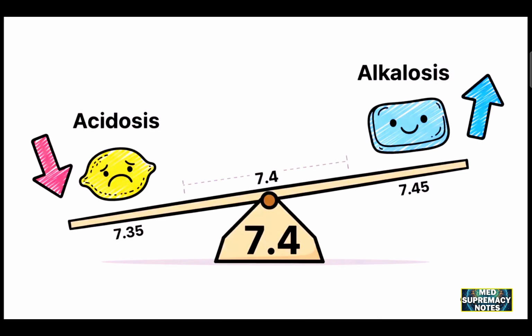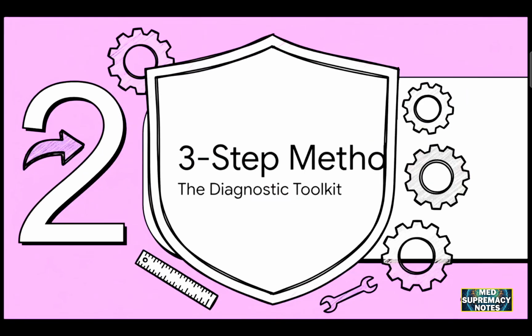The most important first clue is always the pH. It's simple. As you can see, if that number drops below 7.35, the body is in a state of acidosis. It's getting too acidic. If it climbs above 7.45, it's in a state of alkalosis, too basic. This is our starting line for every single case. No exceptions.